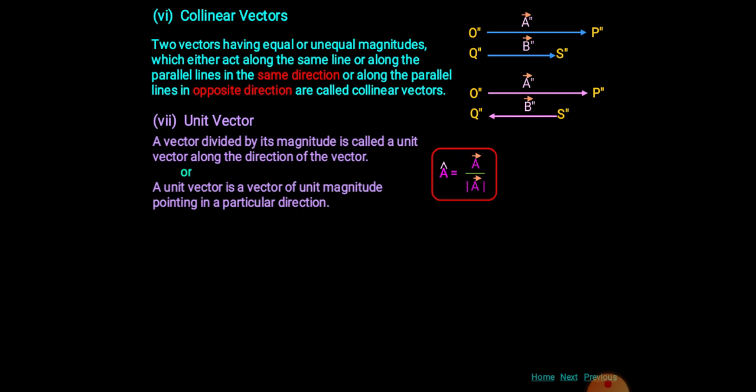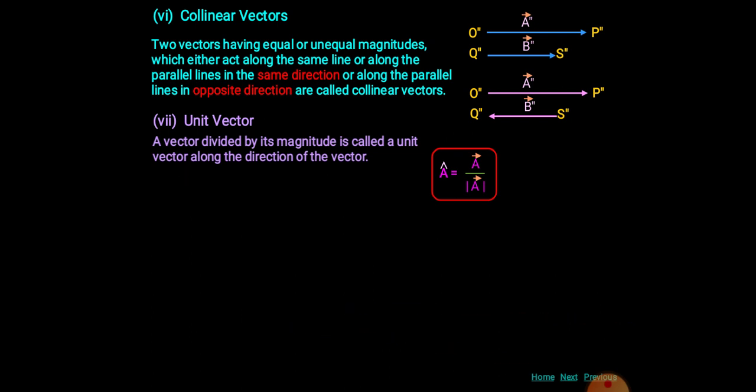You can see here the formula A cap. For that we represent a cap sign on its head. Observe it carefully. A cap is equal to A vector, A bar. You know that vectors have direction, so we write the arrow on its head, divided by modulus of A, that is, magnitude of A. So A cap equals A bar divided by modulus of A. So this is the unit vector.